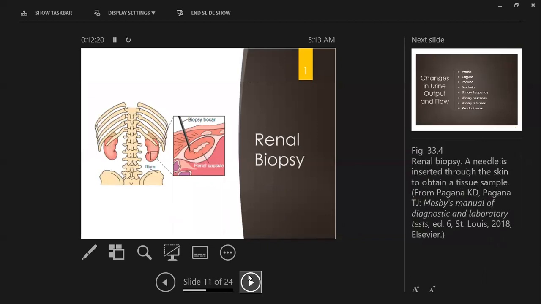Renal biopsy. So this procedure is done with the patient lying down, and we use a needle. We insert it through the skin, and we take a small tissue sample from the renal capsule itself. We're going to talk more about this in lecture. Just be aware that the renal biopsy is a procedure in which we're looking at the tissue of the kidney.